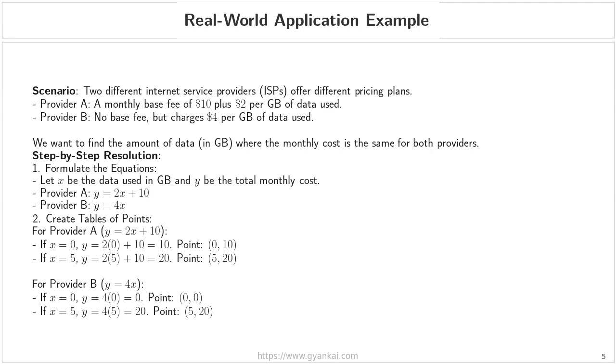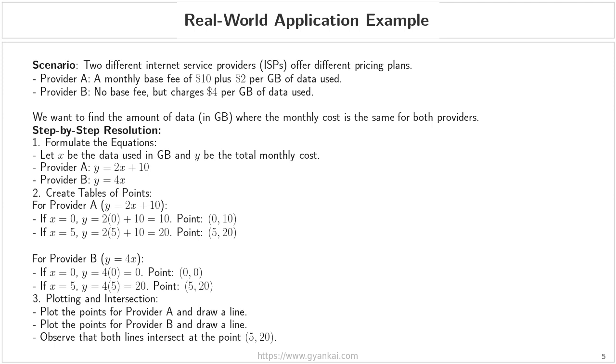If we choose x equals 5, then y equals 4 times 5, which is 20. This gives us the point 5, 20. Now we move to the third step of our process, plotting on the Cartesian plane.